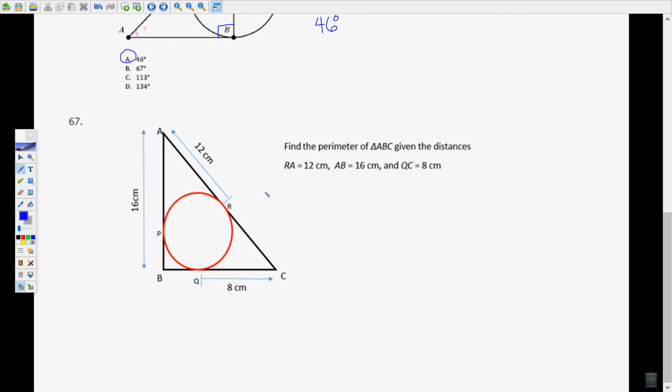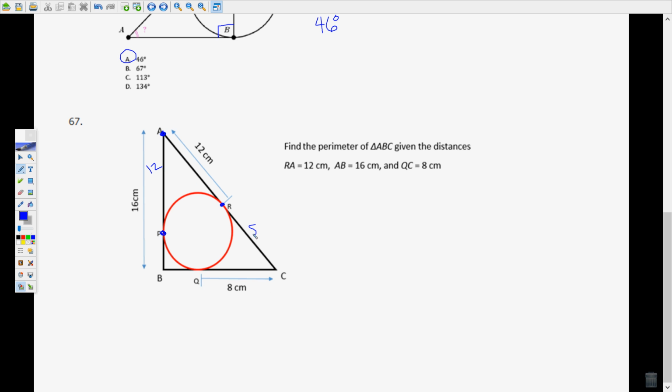67, find the perimeter of triangle ABC given the distances. RA is 12, AB is 16, and QC is 8. This problem is based on a theorem that says when you have tangents from the same point on the outside of a circle, this circle is inscribed within this triangle, so it pertains to that, you have equal distance from that point outside of the circle to the point of tangency on either side here. So that's 12, this is 12.